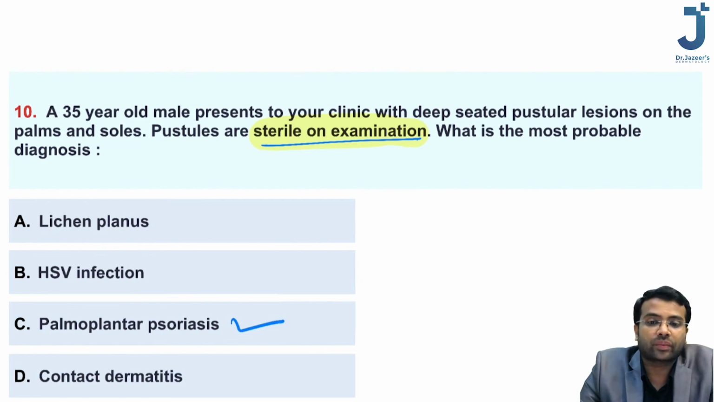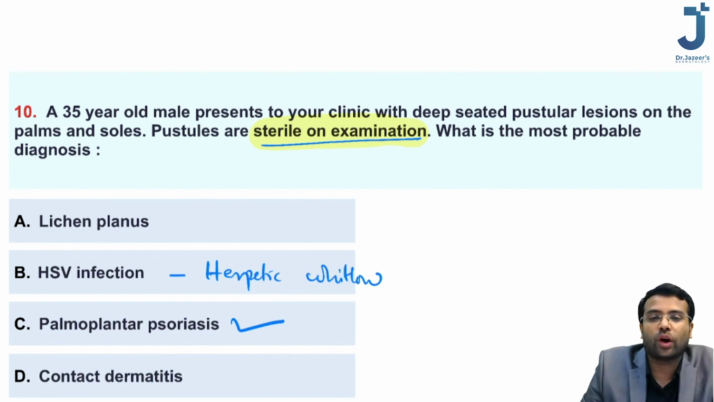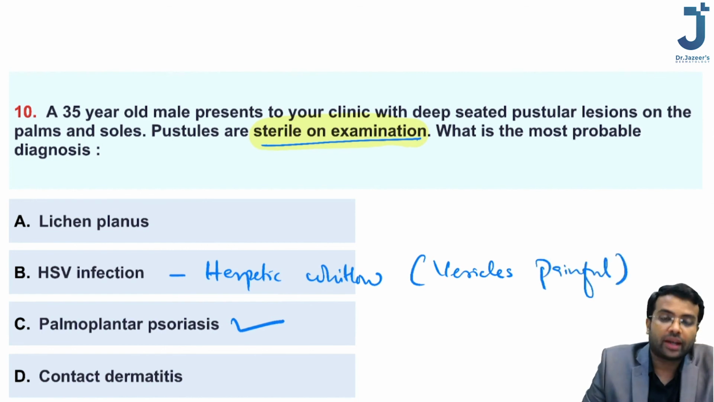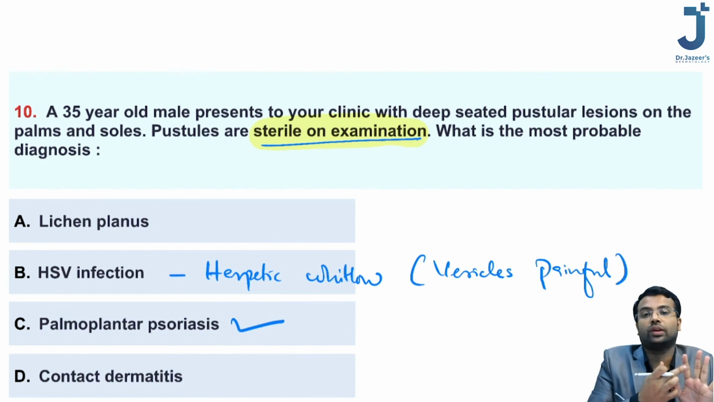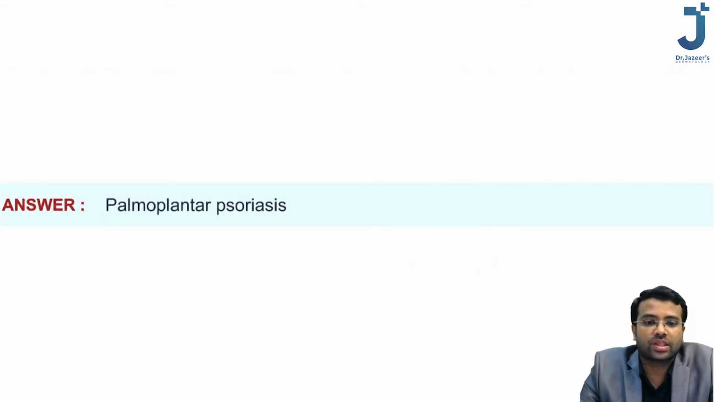Whereas there is a condition in HSV infection, that is herpes simplex infection. This condition is called herpetic whitlow. So in herpetic whitlow, what do you see? You are not going to see a pustule, rather you will be able to see some vesicles which are going to be painful, especially seen over the tips of the fingers. This is called herpetic whitlow. That is going to be a viral infection. Whereas here, since the pustules are sterile, this is called palmoplantar pustular psoriasis, which is the classical variant.